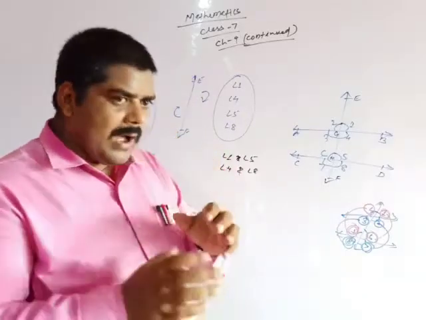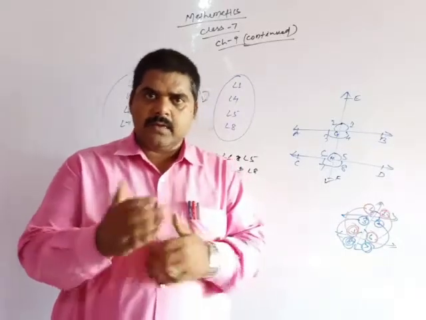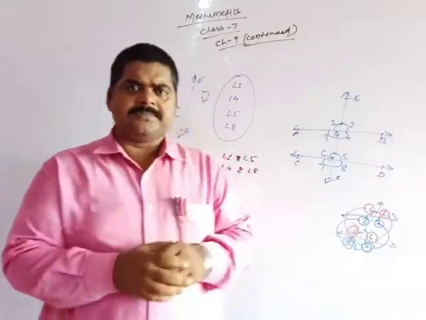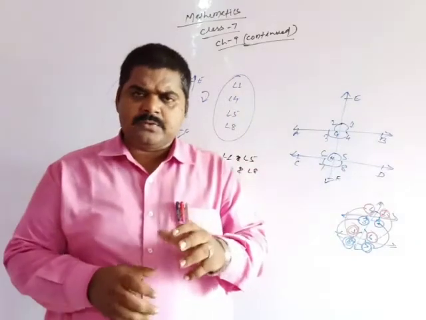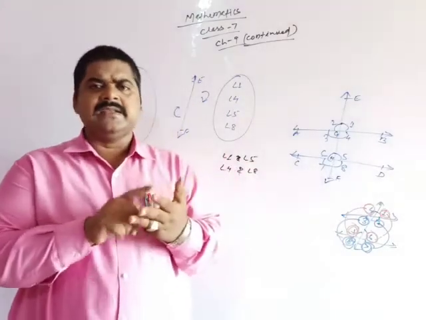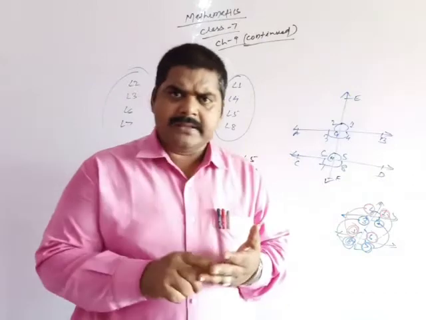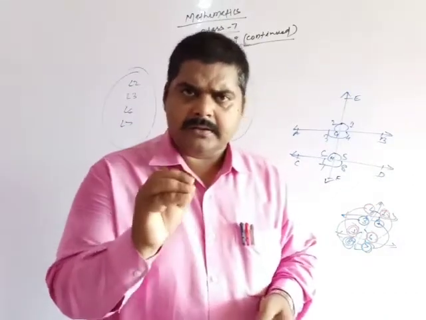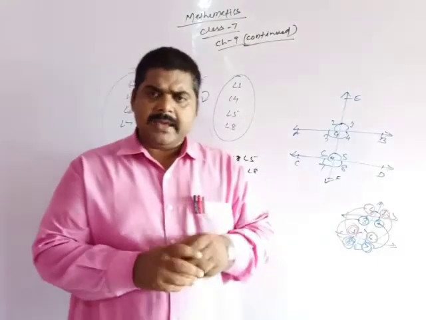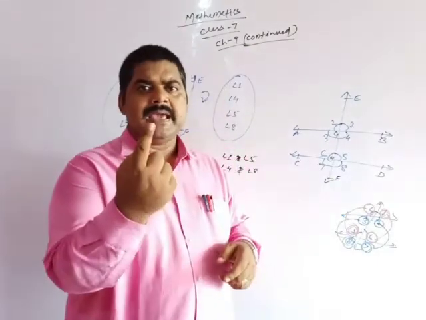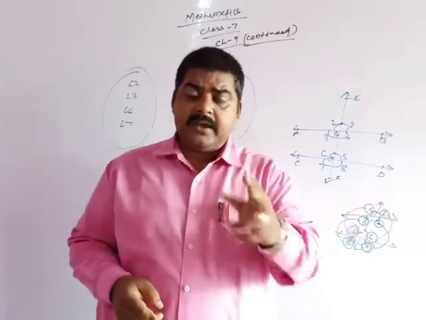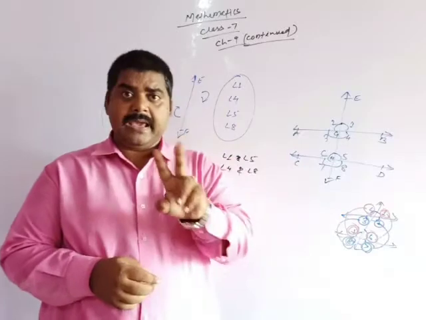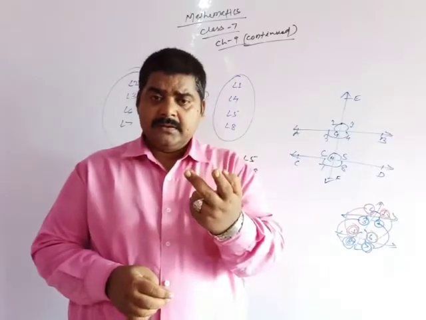Actually, when you are going to write the name or select the pair of corresponding angles, you just have to keep 3 things in your mind. First one is that corresponding angles are always paired. Pair means it cannot be a single angle. It must be 2 angles. Any 2 angles. Pair means 2 angles.